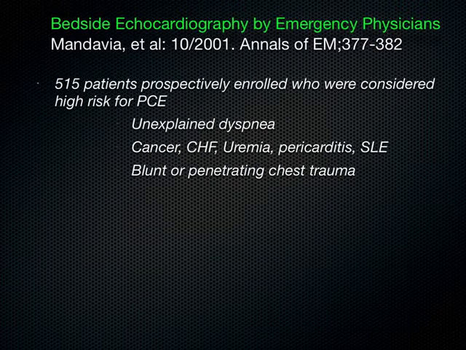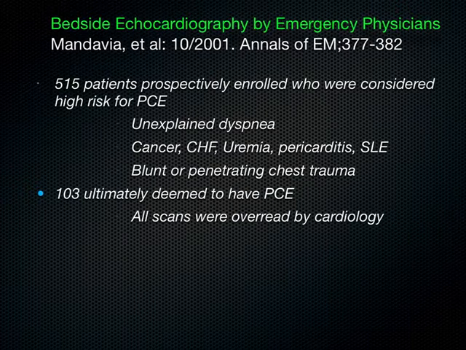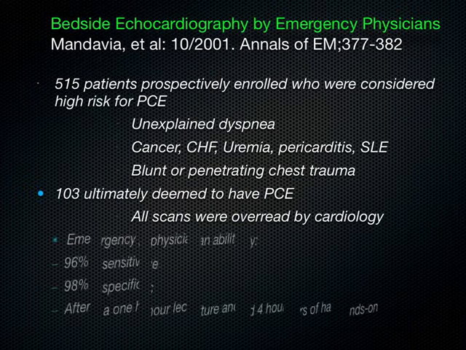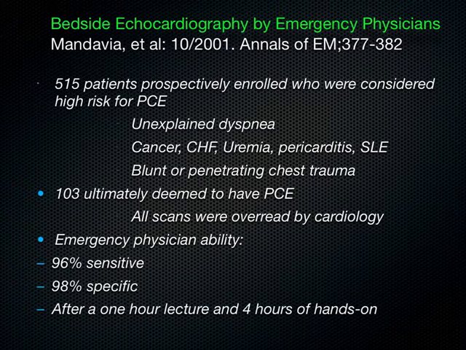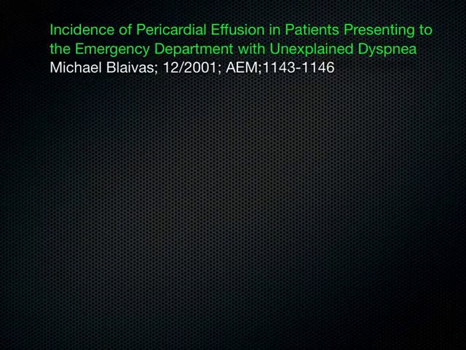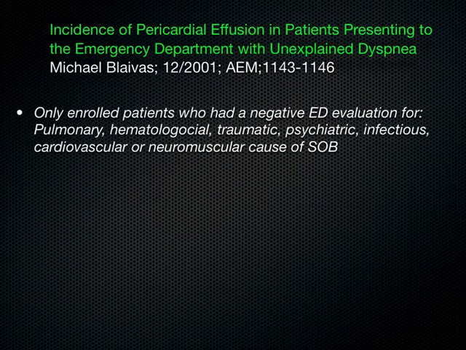As I mentioned, if you take 500 patients who are considered high risk for a pericardial effusion, it turns out that 103 of them will ultimately have a pericardial effusion, and emergency physicians were able to do this with pretty good accuracy, 96%, 98% sensitivity and specificity, and that was after a quick lecture and some hands-on. And then another study by Mike Blaivas showed that if you take patients who have a negative workup for any cause of shortness of breath, 14 out of 103 had pericardial effusion there. And so this is somebody who has unexplained dyspnea, 14 of 103 having pericardial effusions.